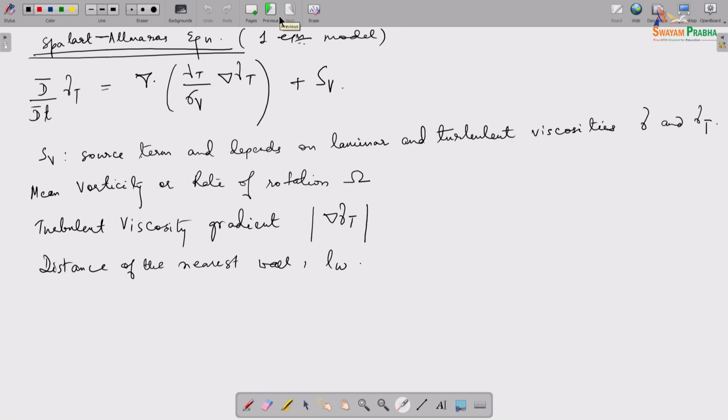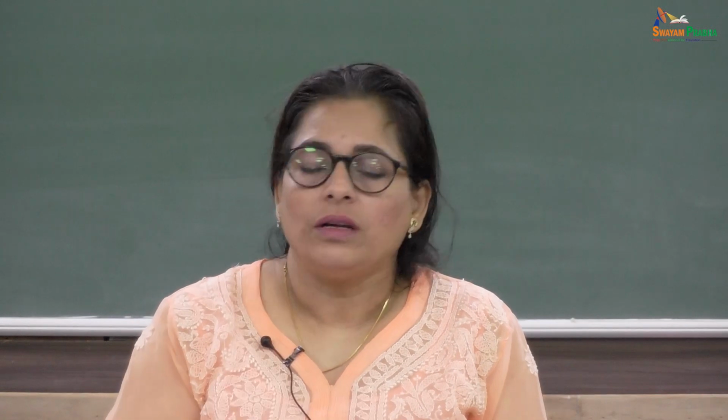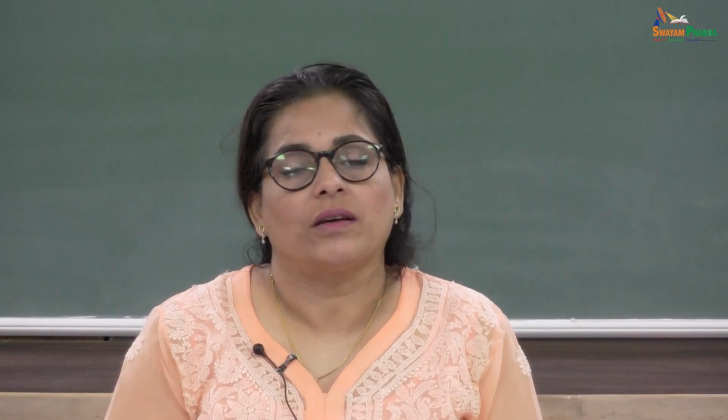So both of these essentially have two equations each to solve, and they use the gradient diffusion hypothesis to model the flux. If you see, all the fluxes are essentially modeled on that hypothesis. All right, so then finally, we also use the Spalart-Allmaras equation, and it's a one equation model.